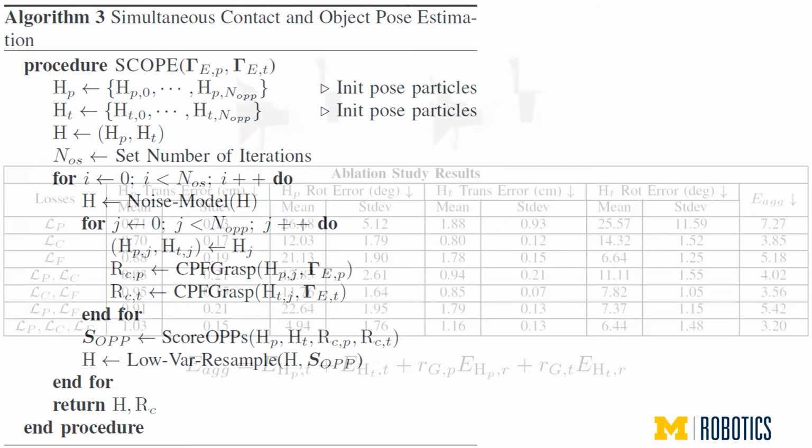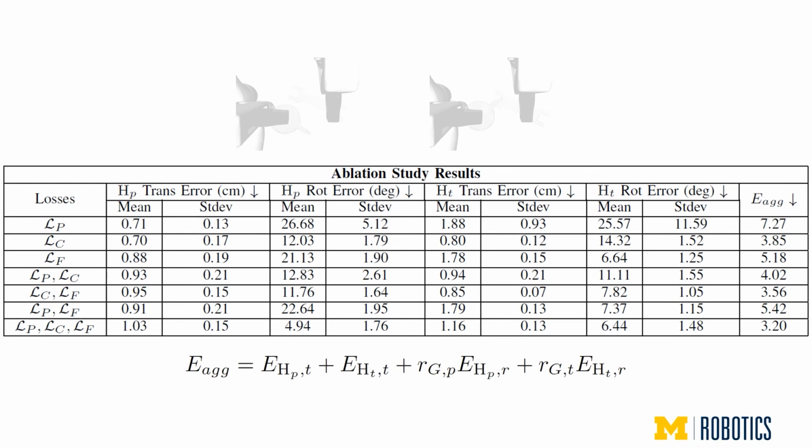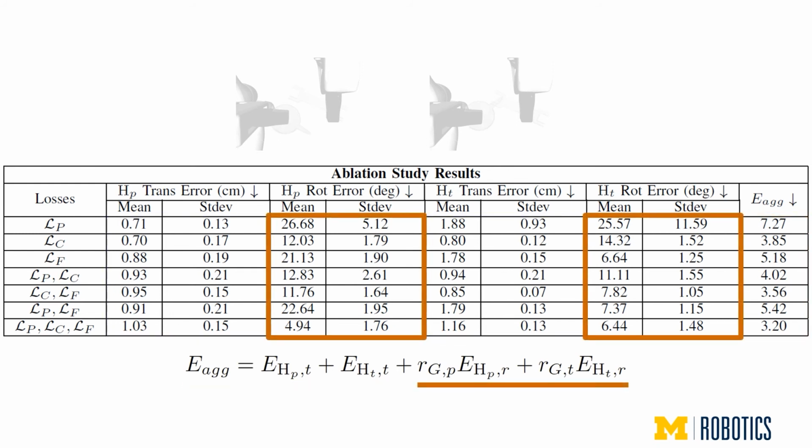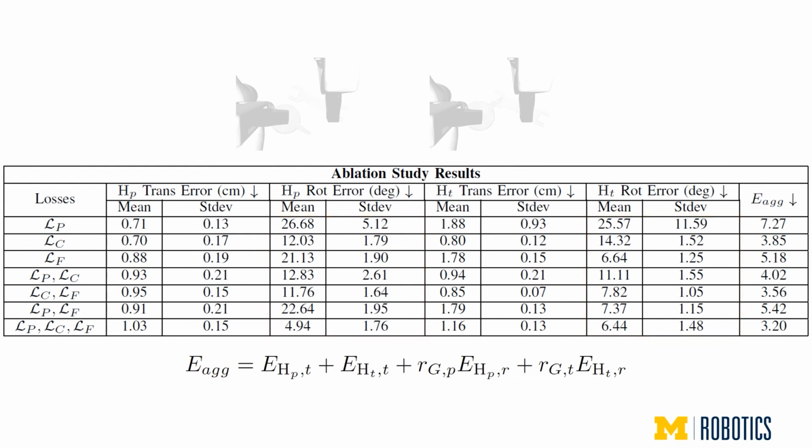To validate SCOPE, we ran an ablation study over 10 trials of real robot data in each condition. To directly compare each method, we define an aggregate error comprised of the translation error for each object and the rotation error for each object scaled by the radii of gyration. We find that without all 3 loss metrics, we lose important pieces of context about the interaction. For example, that the objects are in contact and that the objects cannot overlap.